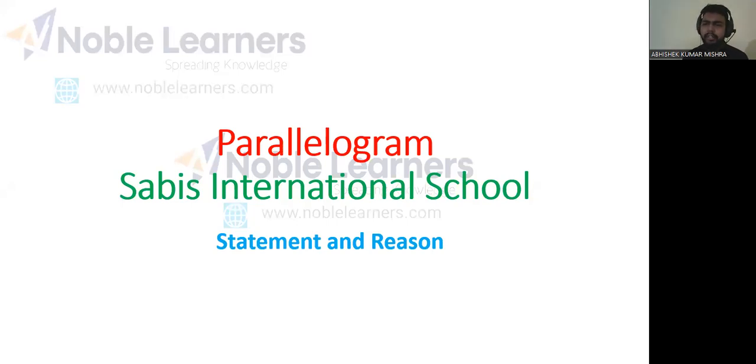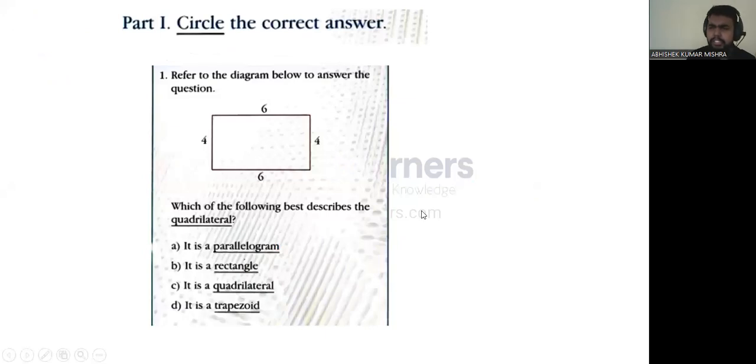Today, we are going to discuss the solution of the parallelogram chapter, which is in the book of Sabis International School, IGCSE board. So, let us start. First of all, before starting the discussion of the solutions, I would like to tell you in very short the properties of a parallelogram.